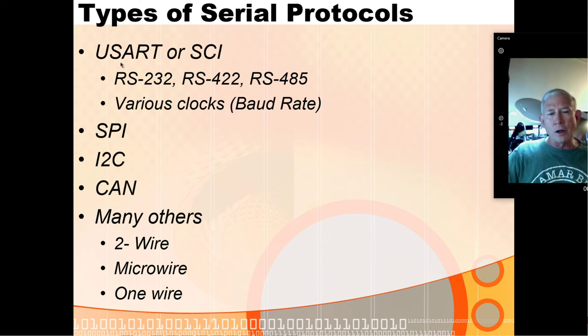so let's talk a little about, we'll also talk about the serial peripheral interface, and that SPI can refer to several other things. So SPI is one of the other protocols, and then I2C is another protocol. And again, then there's a whole bunch of other ones: two wire, micro wire, one wire. There's just a bunch of them.